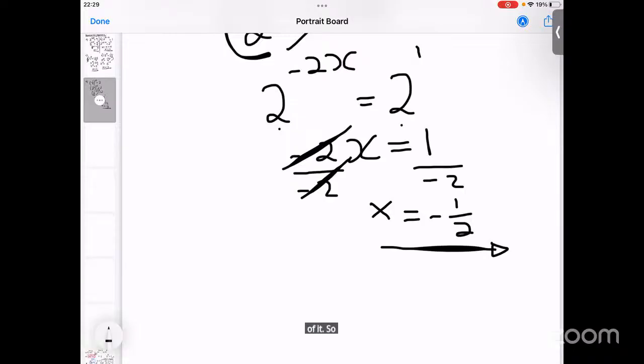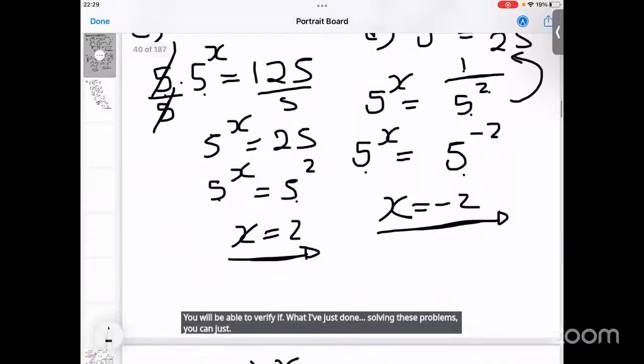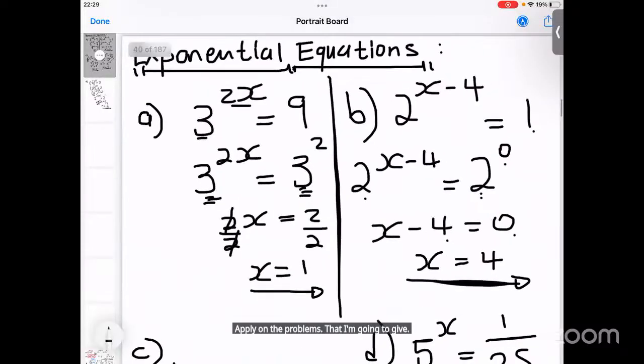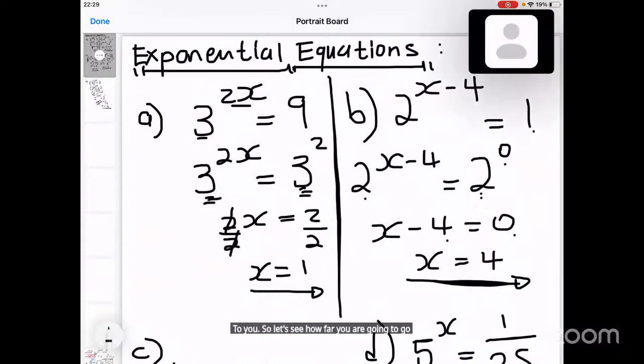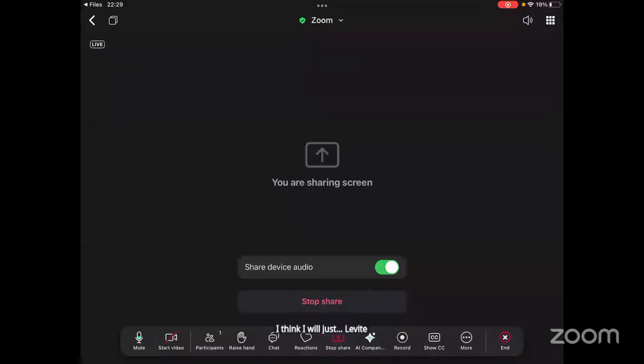So now I think what I might need to do is just to give you enough problems to deal with, so that at least you will be able to verify what I've just done, solving these problems. You can just apply it on the problems that I'm going to give to you. So let's see how far you are going to go. But for now, I think I will just leave it here and say until we meet again.